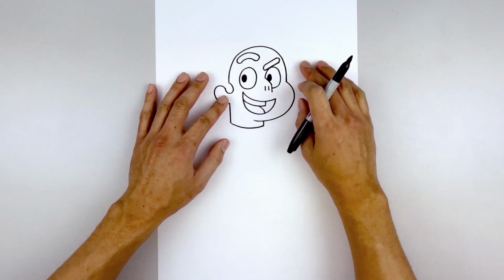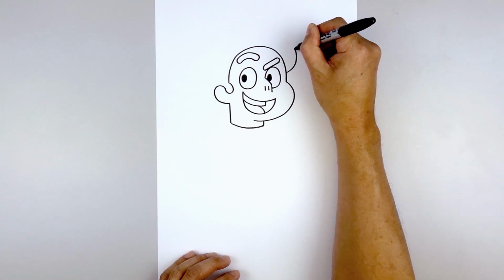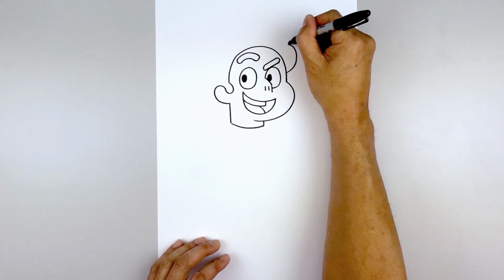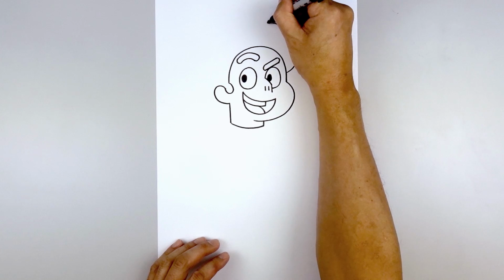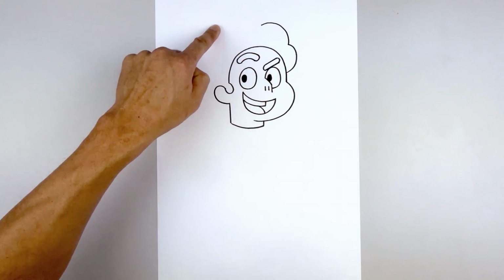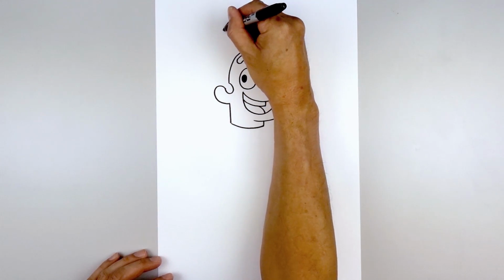Now we're going to move out and draw the outside of the hair. Let's start on the right side of the head. Start by curving out and then pulling that in. We'll add another curve going up towards the top of the head. Up and then in. We'll add a slightly larger one going across the top of the head. Up and bend that down.